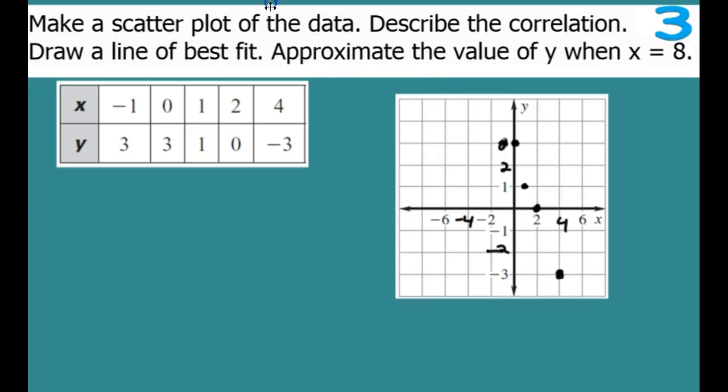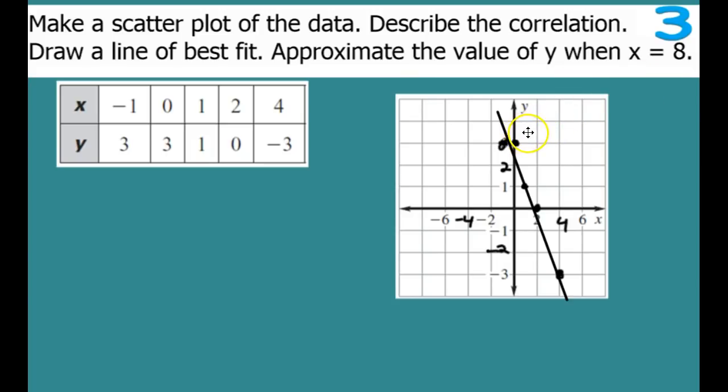So now it asks us to draw a line of best fit. So we are going to draw a line through our points. And we would get a line that looks like this. So there's our best fit line. It is going down. It has a negative correlation. What we need to do now is approximate the value of y when x equals 8.